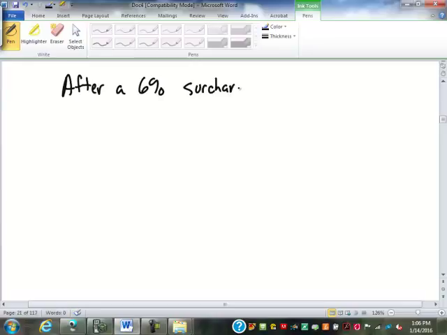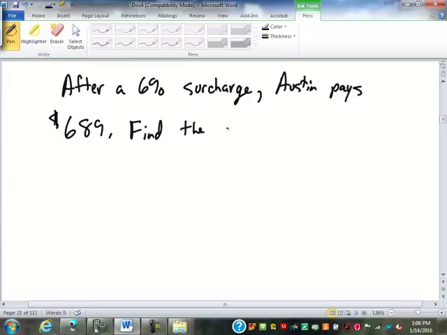Let's say after a 6% surcharge, Austin pays $689. This might be like a licensing fee or a contractor continuing ed classes and stuff like that. Find the original price before the surcharge.